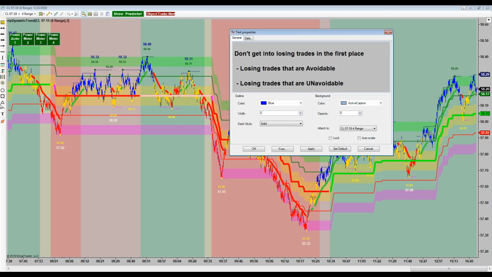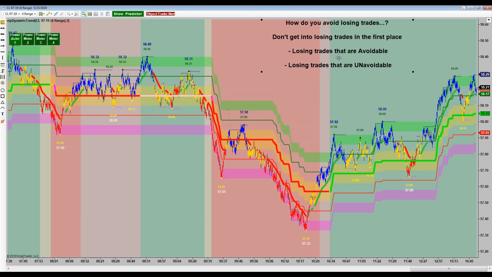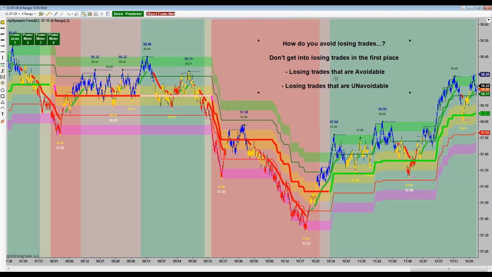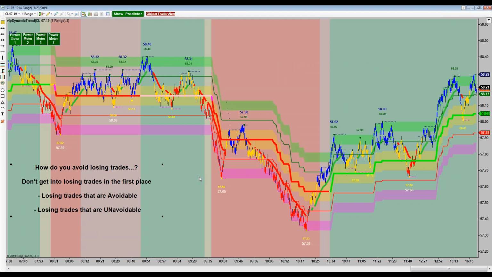So what's the difference between what we are saying here? What is an avoidable losing trade and what is an unavoidable one? Well, let's look at some. There's quite a few right here on the crude chart right now. Let's talk about them.